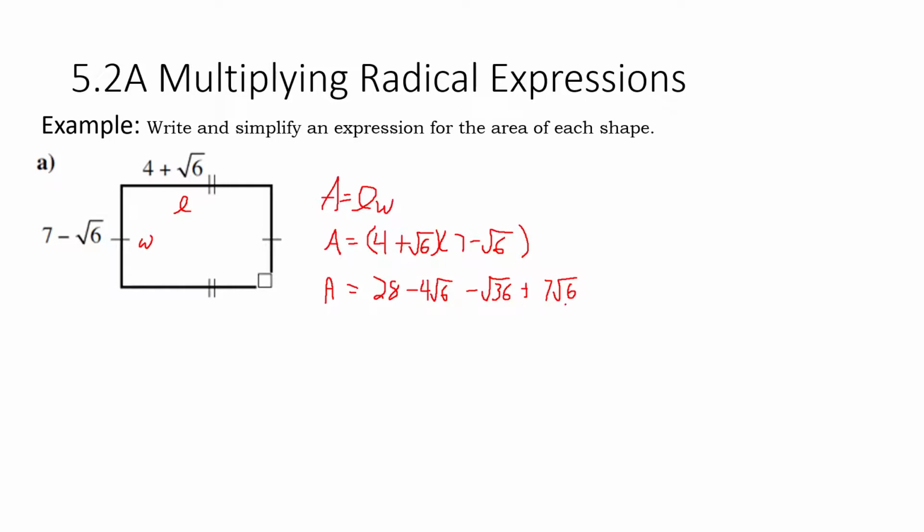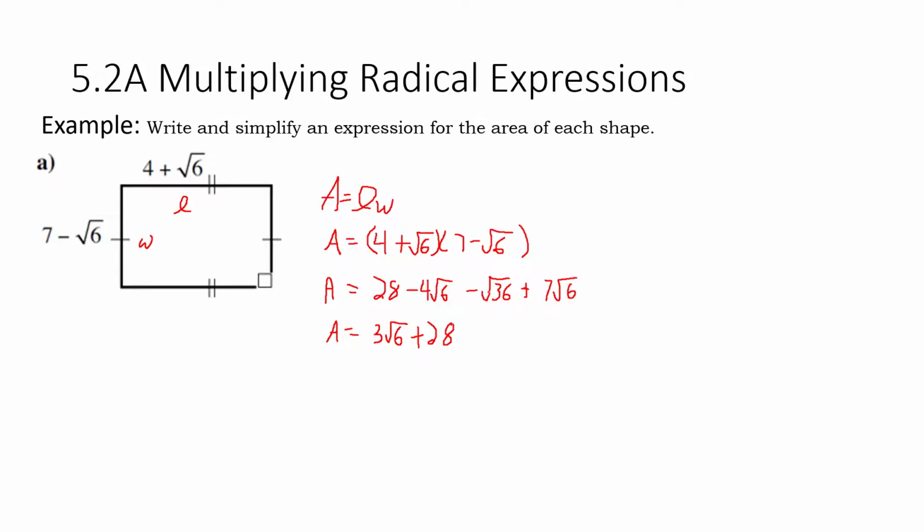So combine together whatever you can, solve whatever you can. The root 6 is shared. There's 2 terms that have a root 6, so we can combine together their coefficient. We are adding them. So negative 4 and plus 7 is going to give us 3, 3 root 6. And we still have the 28.